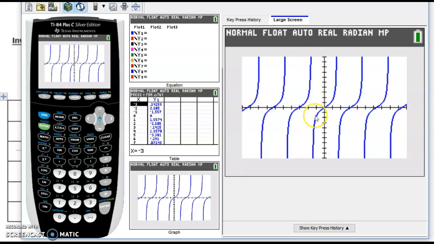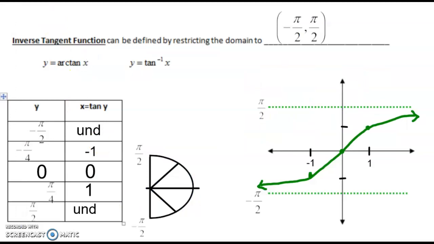However, if we restrict the domain from this asymptote here at negative pi over 2 to this asymptote here at pi over 2, then it will pass the horizontal line test, meaning its inverse is a function. So the inverse tangent function is defined from negative pi over 2 to pi over 2. Just like inverse sine and inverse cosine, there are two different notations for inverse tangent. We can say arctan of that value, or tan to the negative first, but we call that inverse tangent of x.